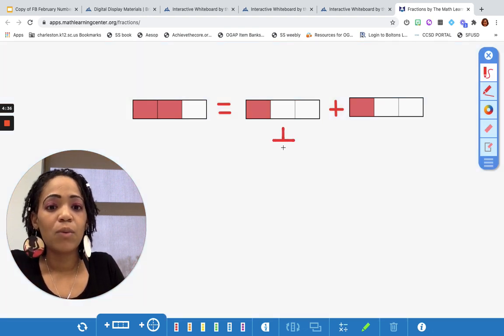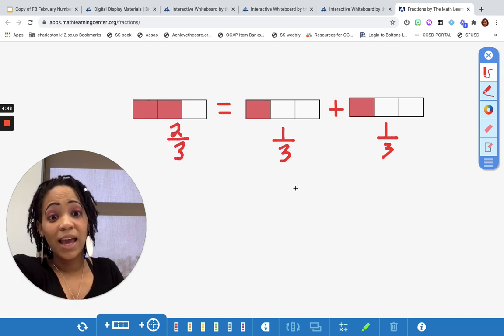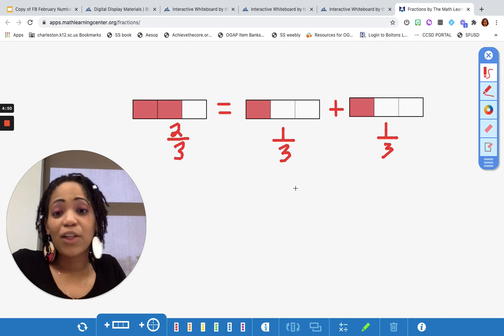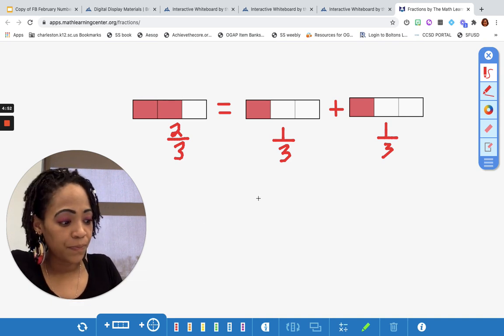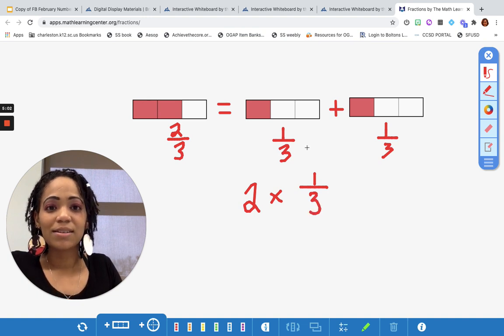I have 1/3, and I'm adding another 1/3 size piece. And guess what that gives me? 2/3. I could also say 2/3 is equal to 2, do y'all remember this? Times 1/3. Do you remember we talked about that before?